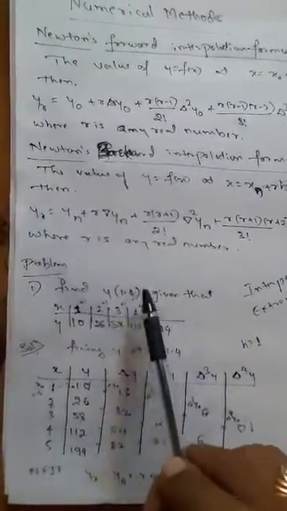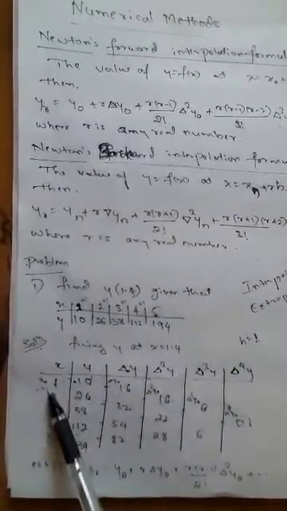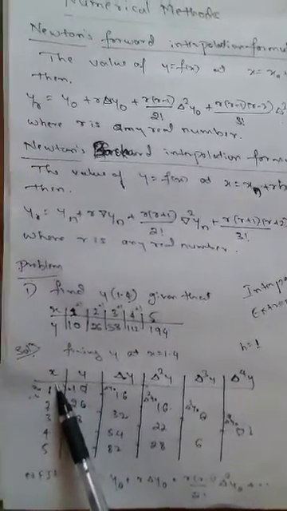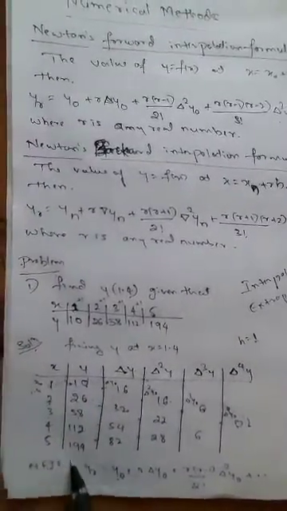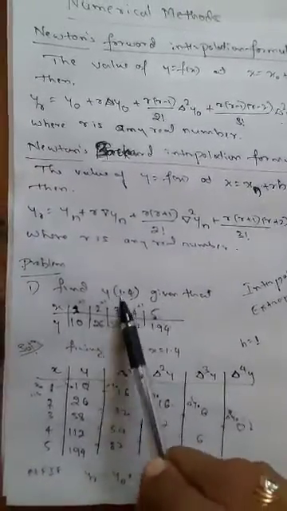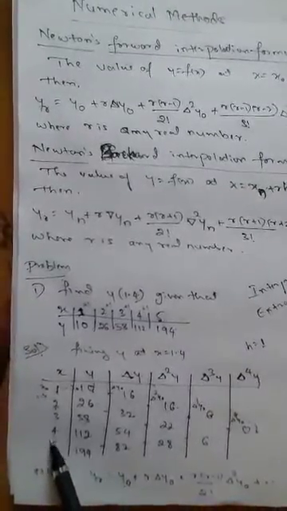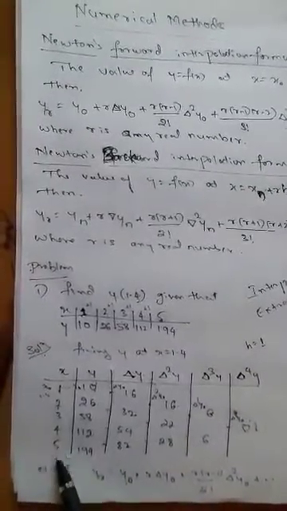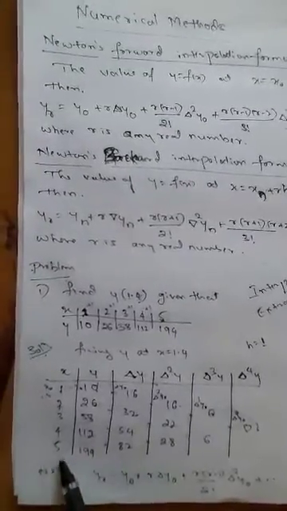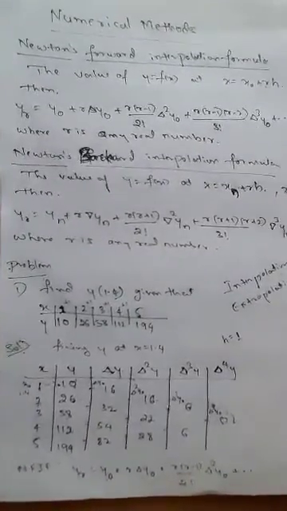Here 1.4 is given. This 1.4 is very close to the first initial value, 1, so we have to apply the Newton forward interpolation formula. If the given value were 4.5, which is near the last entry, 5, then we would apply the Newton backward interpolation formula.